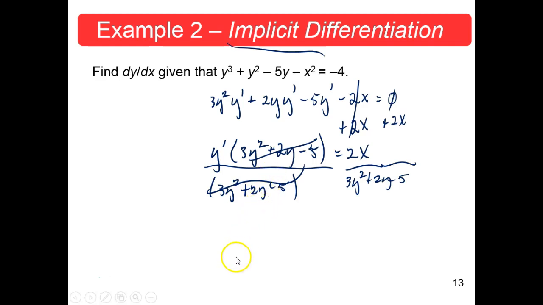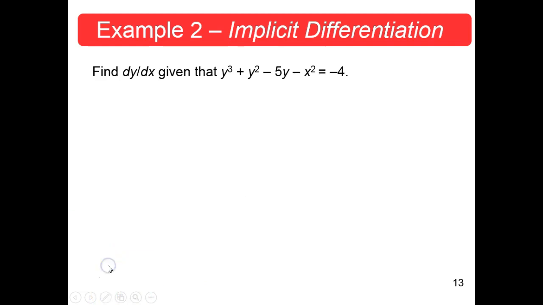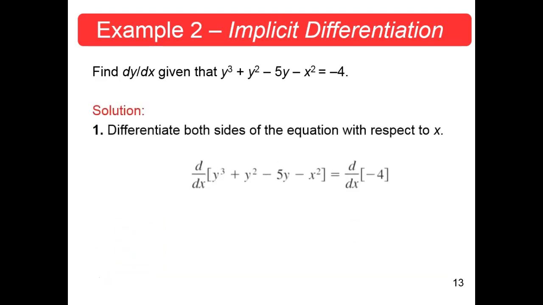Do an implicit differentiation. We're going to see how they did it, so you'll see it in not quite as pretty a form, but you'll see it. Okay, so let's go. So what do we do first? Differentiate both sides of the equation with respect to x. That's what we're looking for. Find dy/dx, differentiate with respect to x.